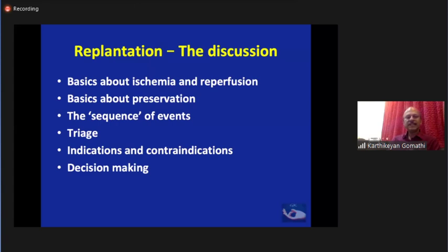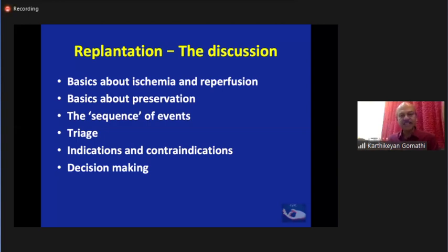Now, we will discuss replantation. As I said, we will break it up into smaller topics. We'll first learn about the basics of ischemia and reperfusion. That is important. What happens when the part is amputated? What happens to the distal tissues? How long can they withstand the ischemia? This is very important to the understanding. And what happens when I establish an anastomosis and allow the blood to flow in? Is there any change that occurs? Yes, there is a big change that occurs.